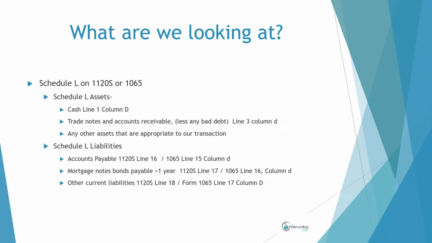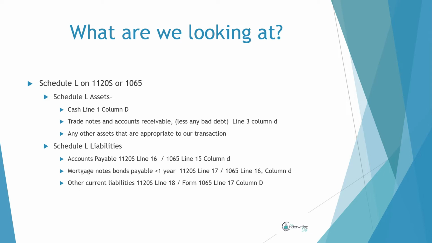We are going to be looking at the borrower's assets and liabilities. For the assets, we need to keep a close eye on cash, which is line 1, column D. We will also need to make sure we're looking at trade notes and accounts receivables, and we want to back out any bad debt. So we would look at line 3, column D. And then we would look at any other assets that are appropriate to our transaction.